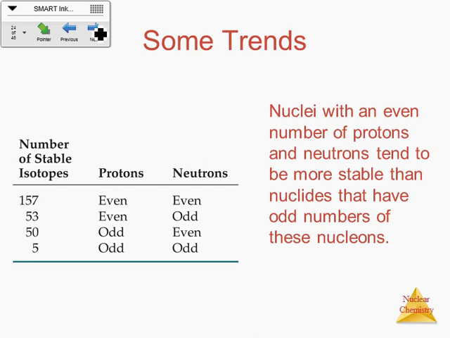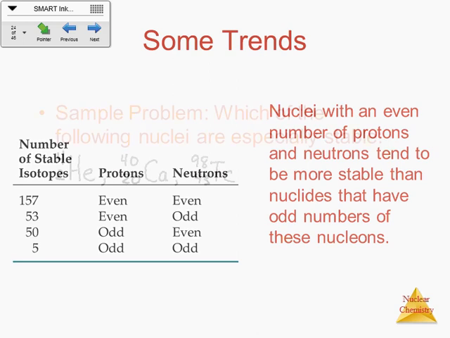And then even versus odd seems to be an issue as well. If there's an even number of protons and neutrons, then it seems like those are more stable than the ones that have odd numbers. And again, for whatever reason, that seems to be the case.